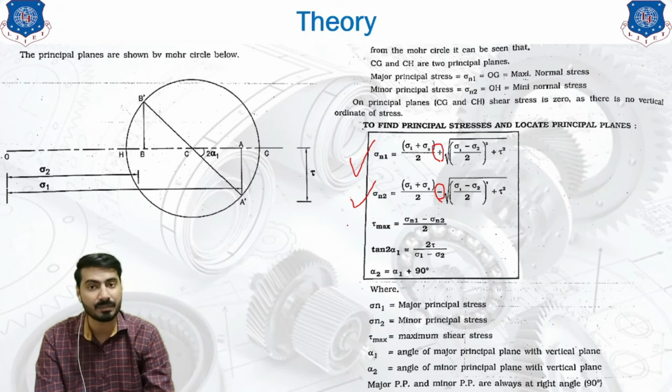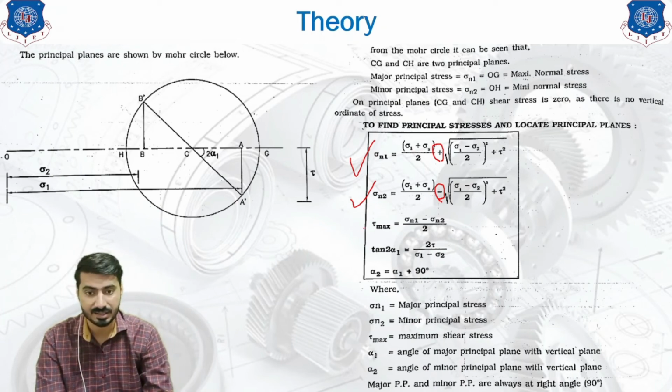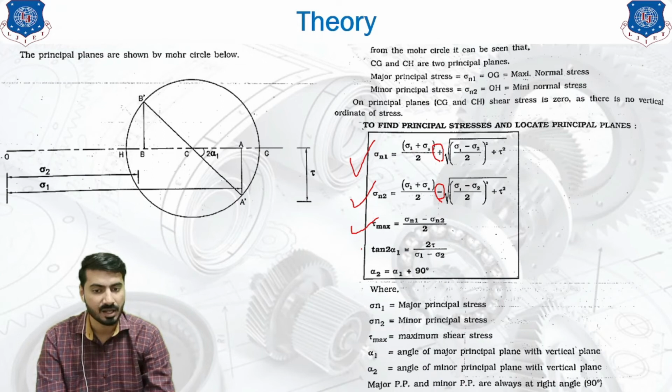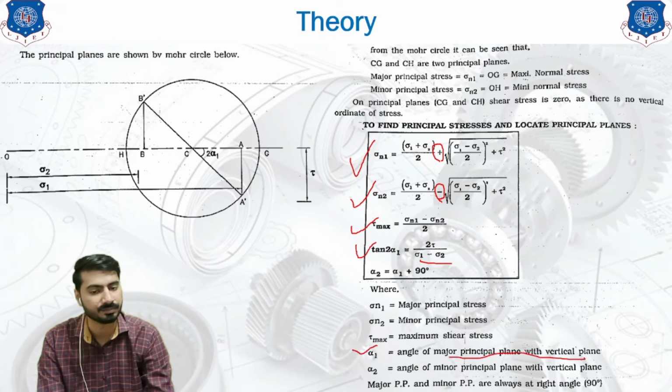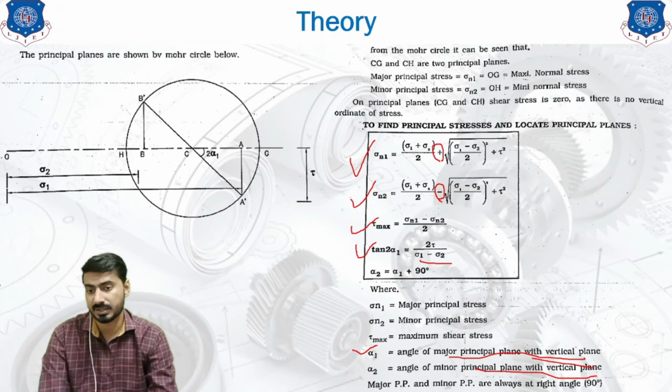Whenever the maximum shear stress plane is asked, then you can find out the maximum shear stress using this formula. Now in order to locate the principal plane, we need this formula: tan 2 alpha 1 equals 2 tau upon sigma 1 minus sigma 2, where alpha 1 is the angle of major principal plane with the vertical, and alpha 2 is the angle of minor principal plane with the vertical. So this is how we are going to locate our principal stresses.